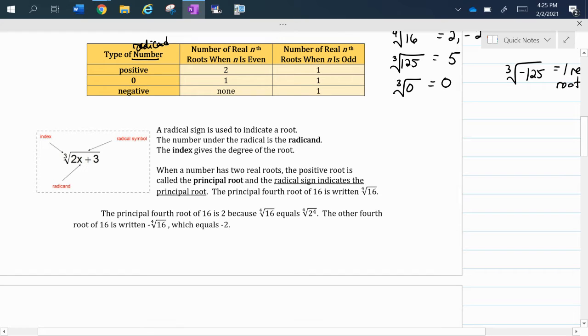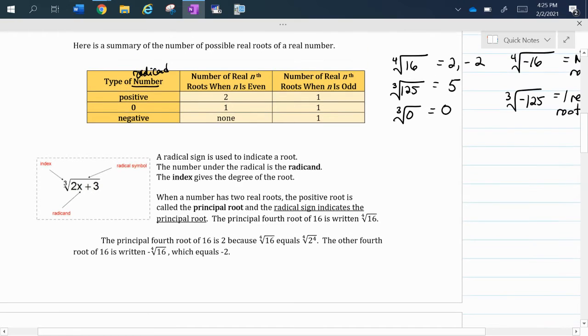The radical sign, we know what that is. The number under the radical is called the radicand. We know what that is. The index gives the degree of the root. So that's the little number in the radical symbol. The little number that tells me what root I'm taking is called the index.